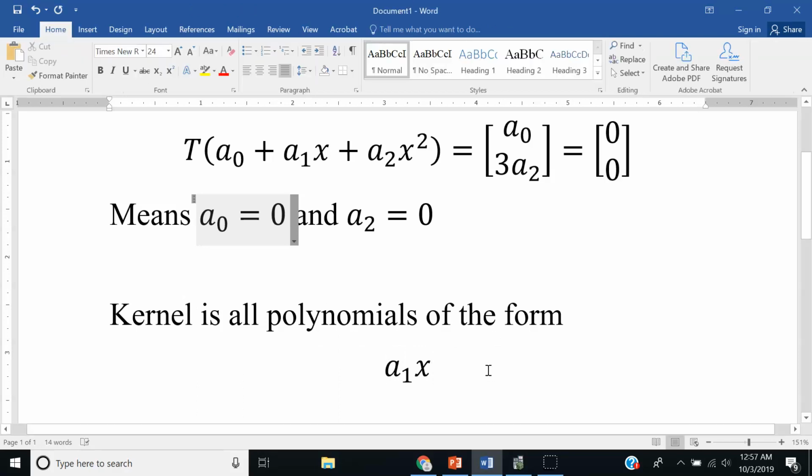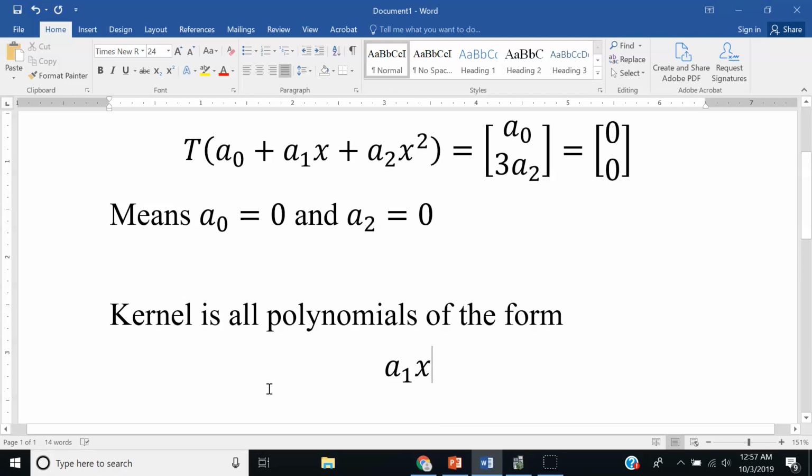And if you were writing this in set notation, it'd be the set of all things that look like a constant times x, where this could be any real number. This a1 could be any real number. All right? So that's the kernel of that transformation.